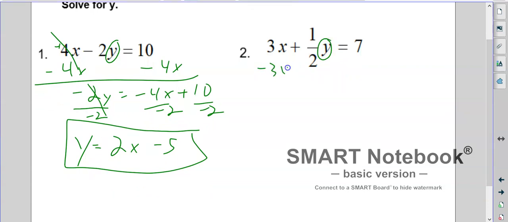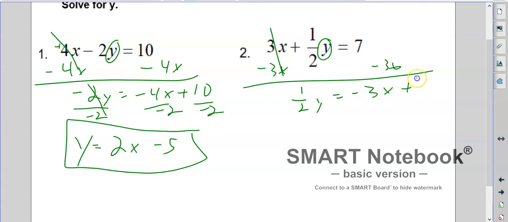So, again, we're going to subtract this 3x. I'm not putting it under the 7, just to illustrate that it doesn't go together. So that leaves me 1/2 y equals negative 3x plus 7. And again, 7 minus 3x would be okay. Now, I know you go, well, 1/2 is being multiplied, so we divide by 1/2, which is technically true. And if you type it in your calculator that way, it's going to work out all right, but not over here on the right side.